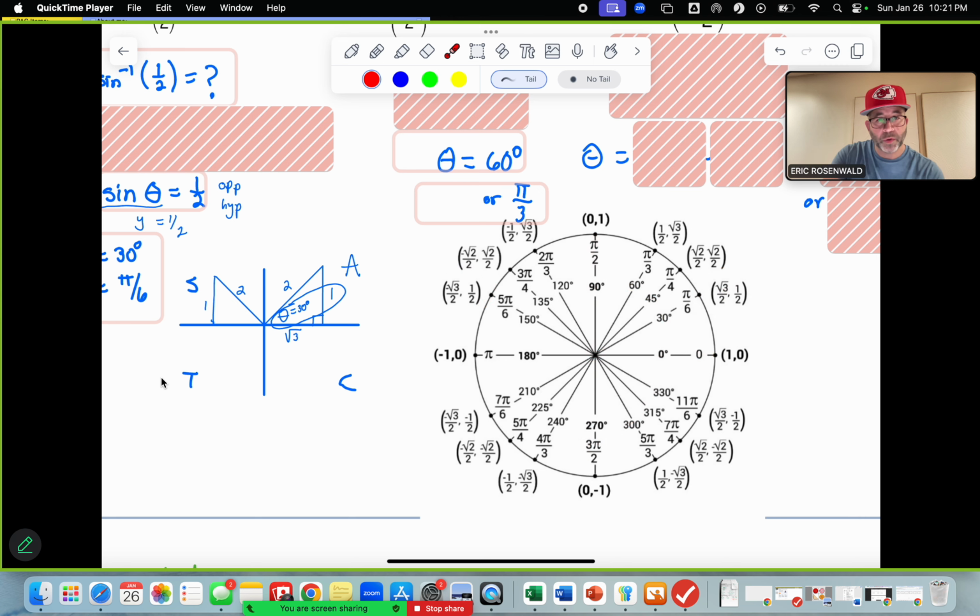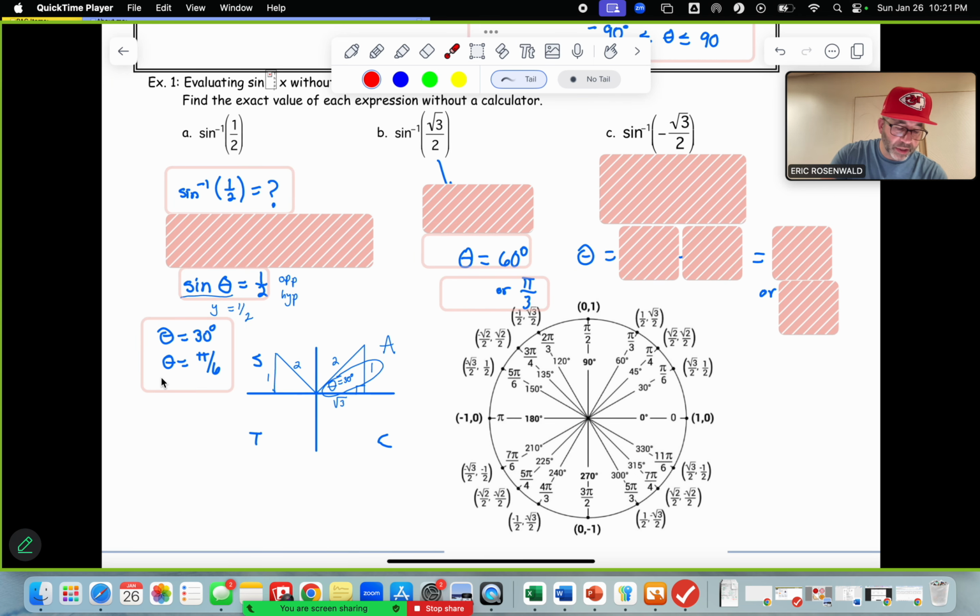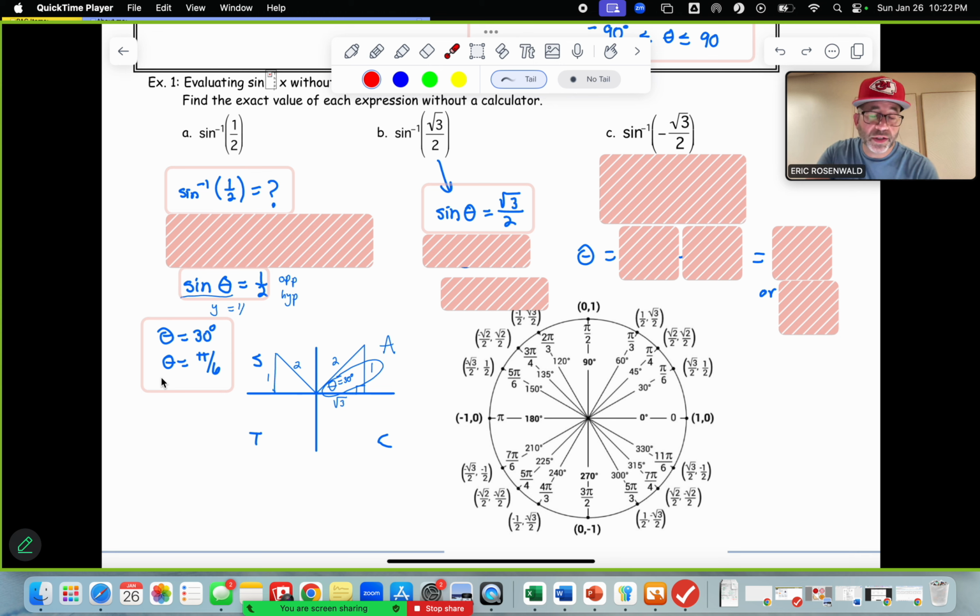That's it. Okay. So now if we look at the next one, letter B, it says the sine of what angle is equal to √3/2? And what we're really saying is when is the y value equal to √3/2? Well, let's look at √3/2. The y value right here and the y value right here is √3/2. That exists right here at 60 degrees or pi/3.